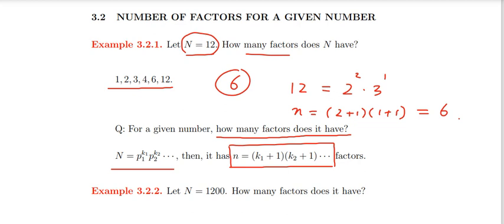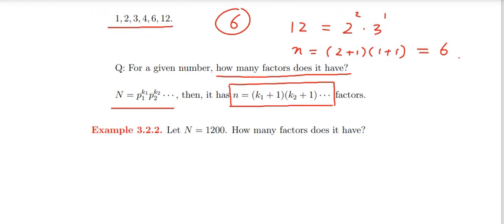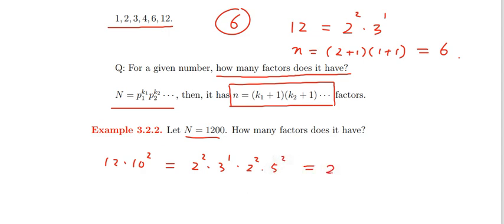Now for a bigger number like n equals 12,000, at first we need to factor this number. 12,000 is equal to 12 times 10 cubed. 12 is 2 squared times 3, and 10 is 2 times 5. Putting it together, we get 2 to the 4th, 3 to the 1st, 5 to the 3rd.